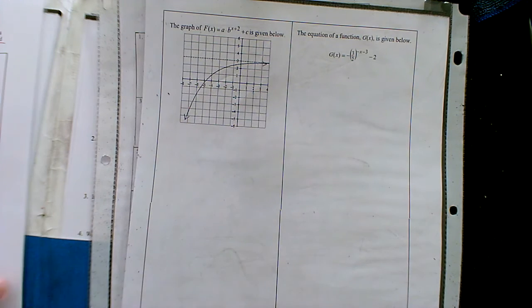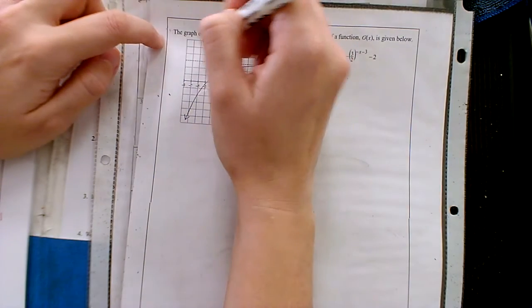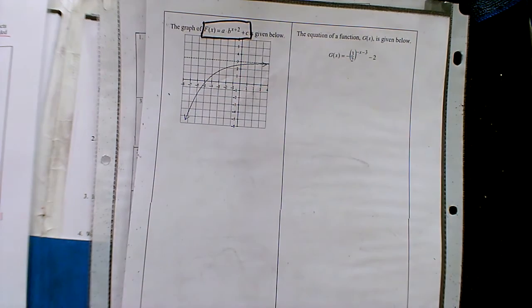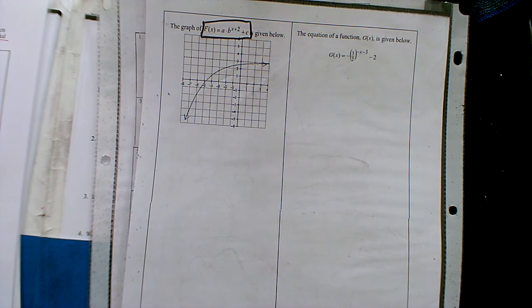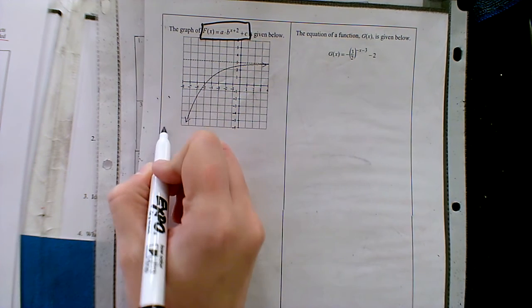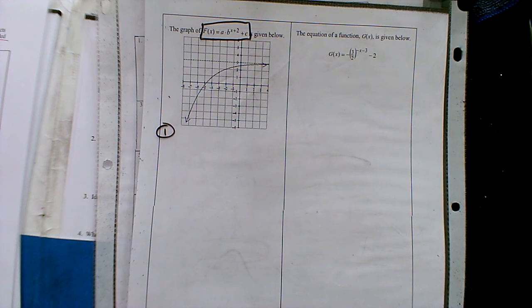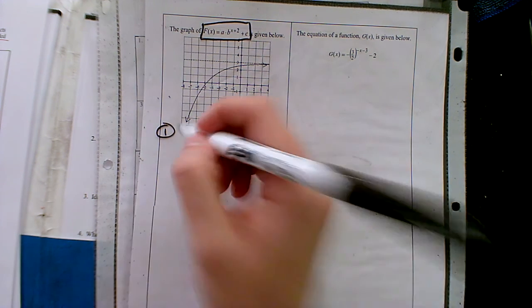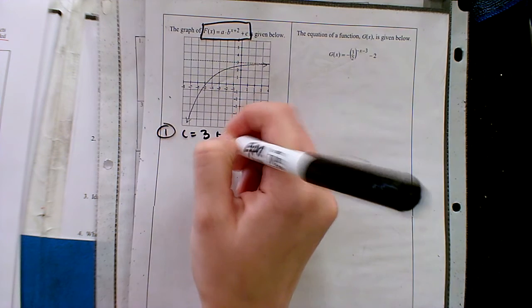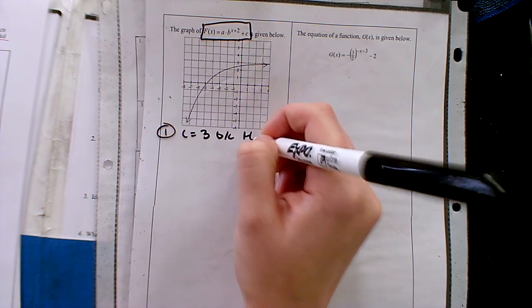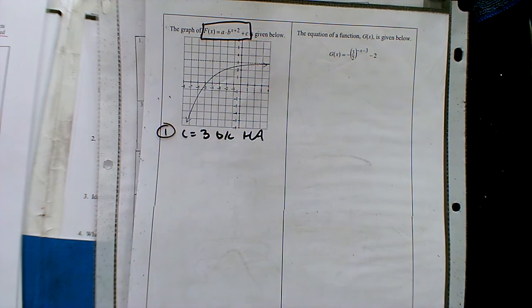Okay, we'll flip the page. This time, we have an equation at the top, but instead of a table, we have a graph. So let's see if we can roll through some of these same characteristics, but based off of some different pieces of information. So, where do we want to start? Good, Noah. C equals 3. Because? That's where the horizontal asymptote is. Okay.